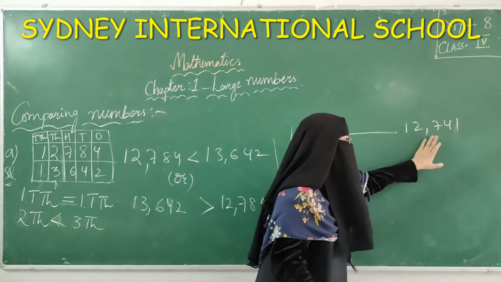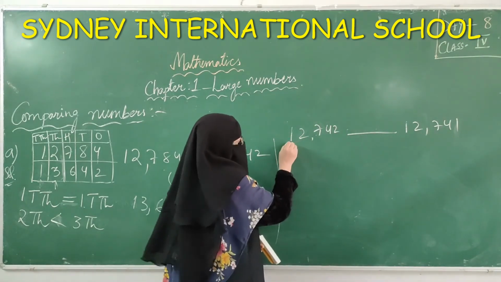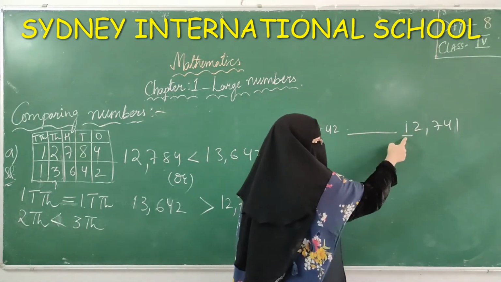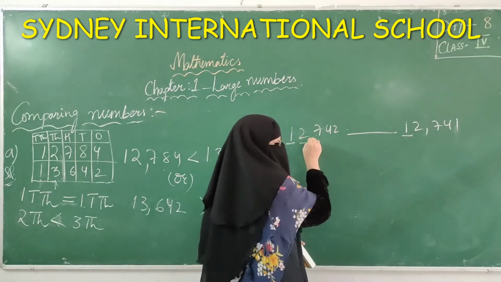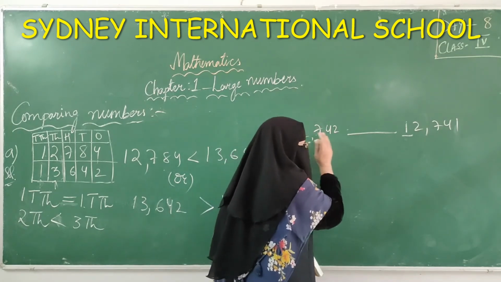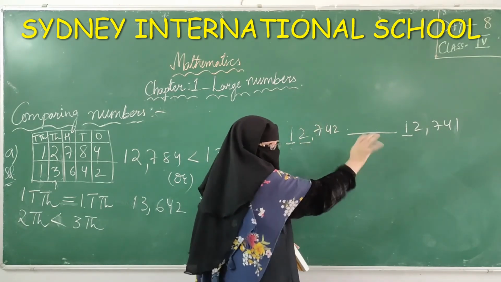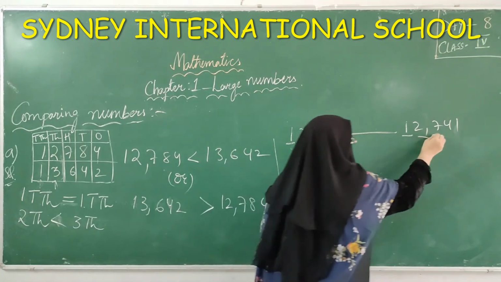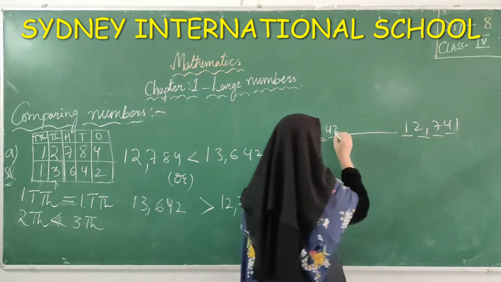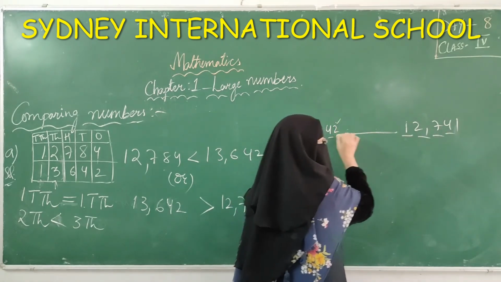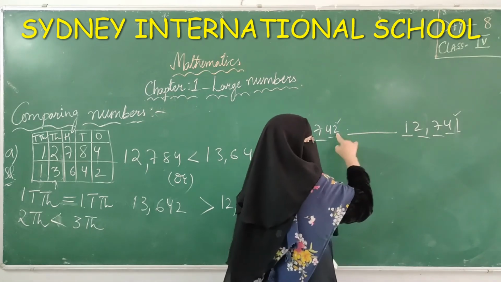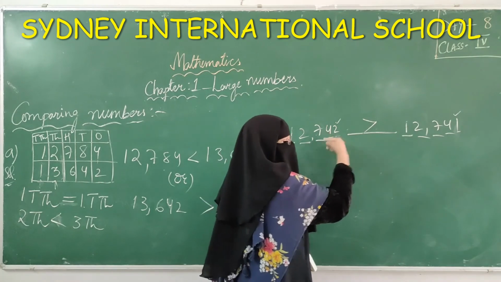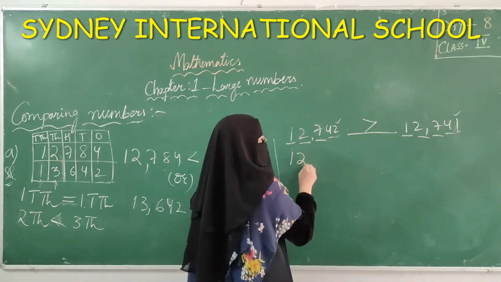12,742, this is 12,741. We have to start from our left hand side. Just now I told you. 1, 1, both are equal. Next, we have to compare the next digit till we find different digits. Next digit 2, 2. Next 7, 7. Next 4, 4. What is our next number? 2 and 1, we are getting different digits. Which is greater? 2 is greater. So we put the greater than symbol. 12,742 is greater than 12,741.